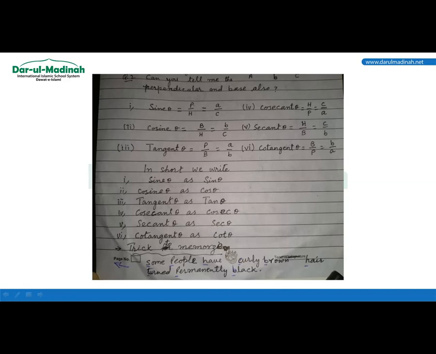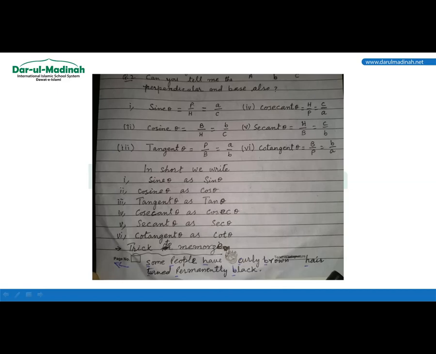Students, how can you remember these formulas? I tell you a trick. Memorize this sentence. If you learn this sentence, you can get these formulas easily. What is the sentence? Some people have curly brown hair, turn permanently black. If you know this sentence, you can get all these formulas of trigonometric ratios.